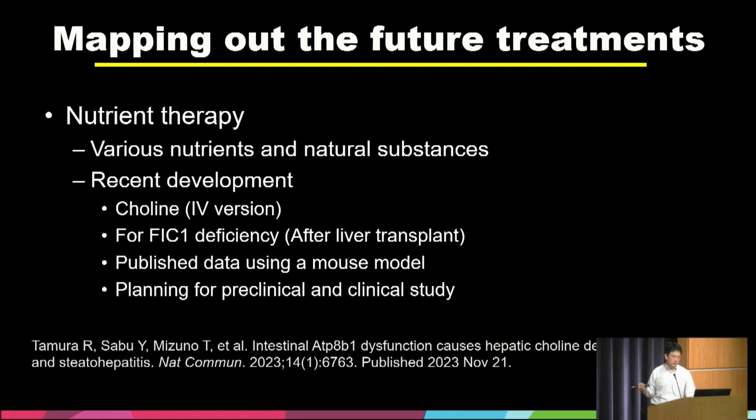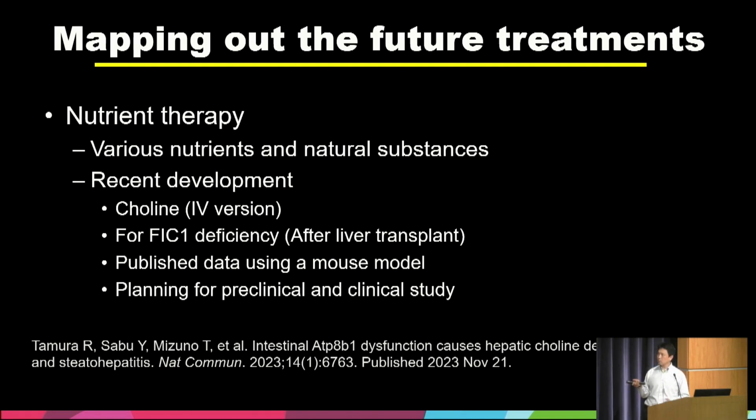Nutrient therapy involves various nutrients and natural substances, as we just talked about. Actually, a lot of patents have already been submitted and approved. If you search Google Patents for PFIC, a lot of natural substances are already patented, so there are many possible new substances there.